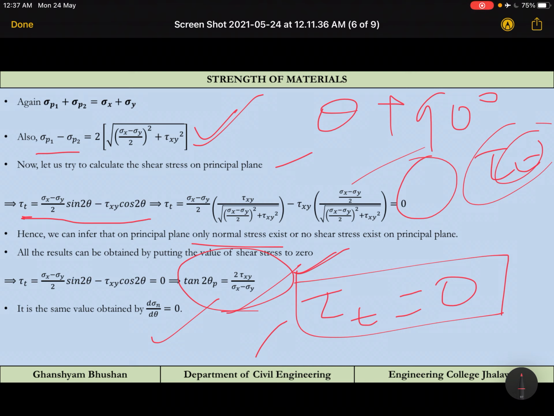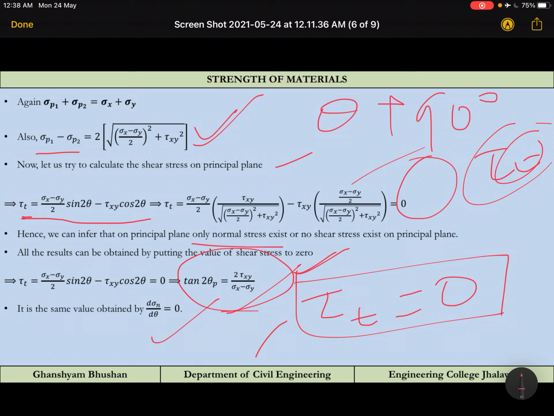Again, we want to calculate the minimum value also. From observation we checked that these two planes will be perpendicular. So we put theta 2 equal to theta 1 plus 90 degrees. After putting that, we got another value of stress on a principal plane, which we named sigma 2. So sigma 1 was (sigma x plus sigma y) by 2 plus root of ((sigma x minus sigma y) by 2) whole square plus tau xy whole square, and sigma 2 is (sigma x plus sigma y) by 2 minus root of ((sigma x minus sigma y) by 2) whole square plus tau xy whole square.